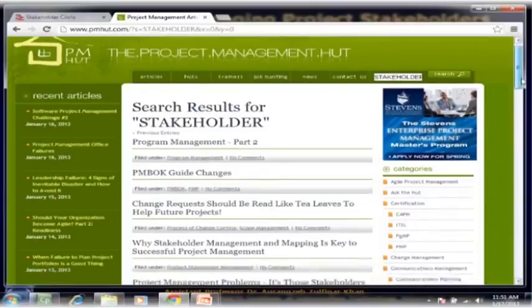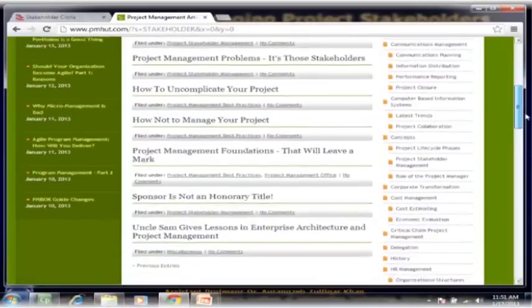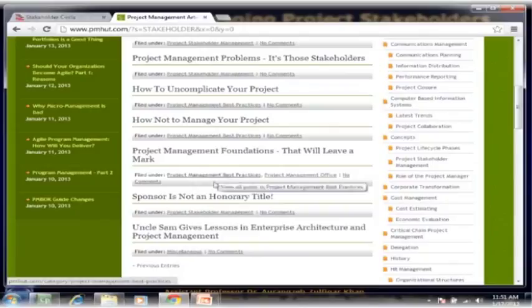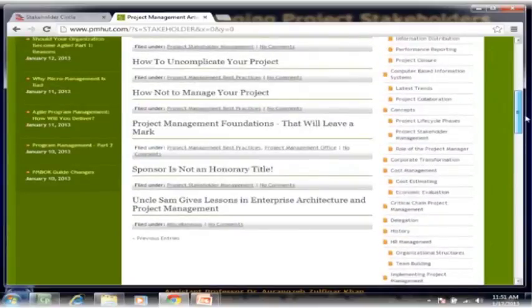Why stakeholder management and mapping is key to successful project management. Project management problems, it's those stakeholders. How to uncomplicate your project, how not to manage your project, that is, not properly manage your stakeholders. So on, and it goes on and on. Some various articles which are collected here on project stakeholders.